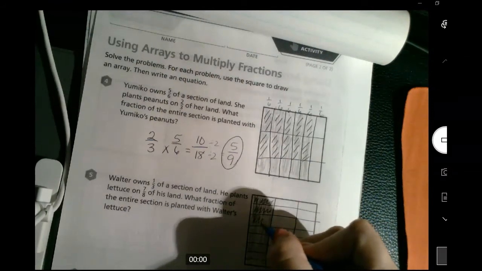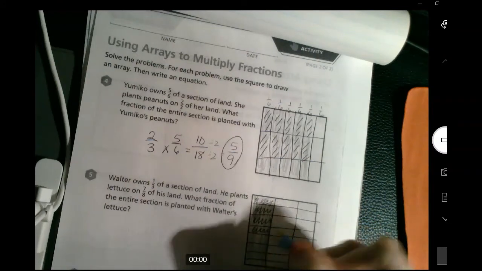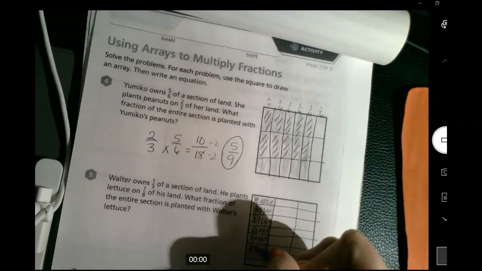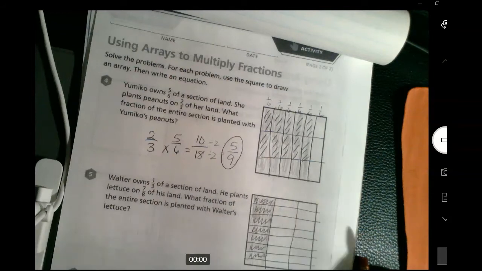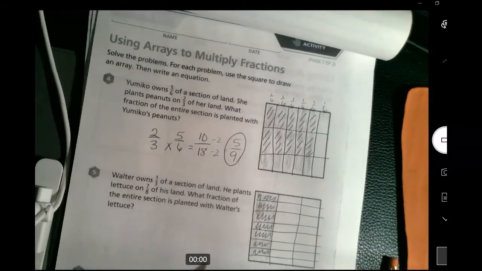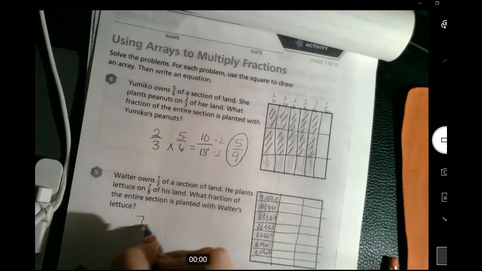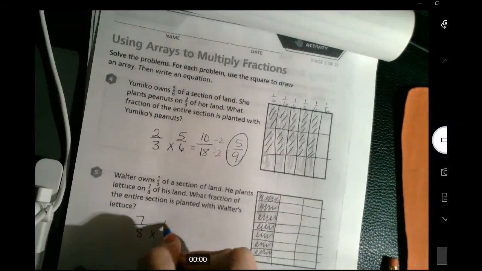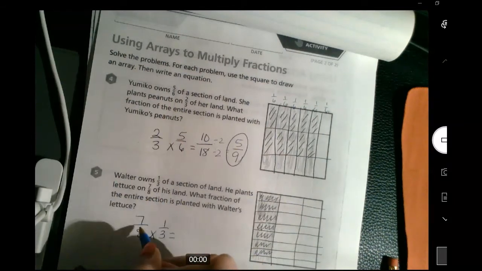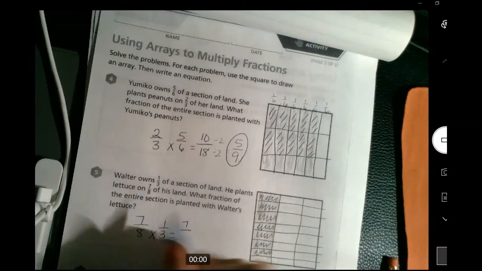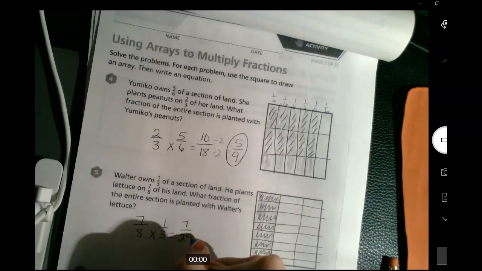1, 2, 3, 4, 5, 6, 7. Now let's look at our equation. We want to know what is 7/8 of 1/3. 7 times 1 is 7. 8 times 3 is 24.